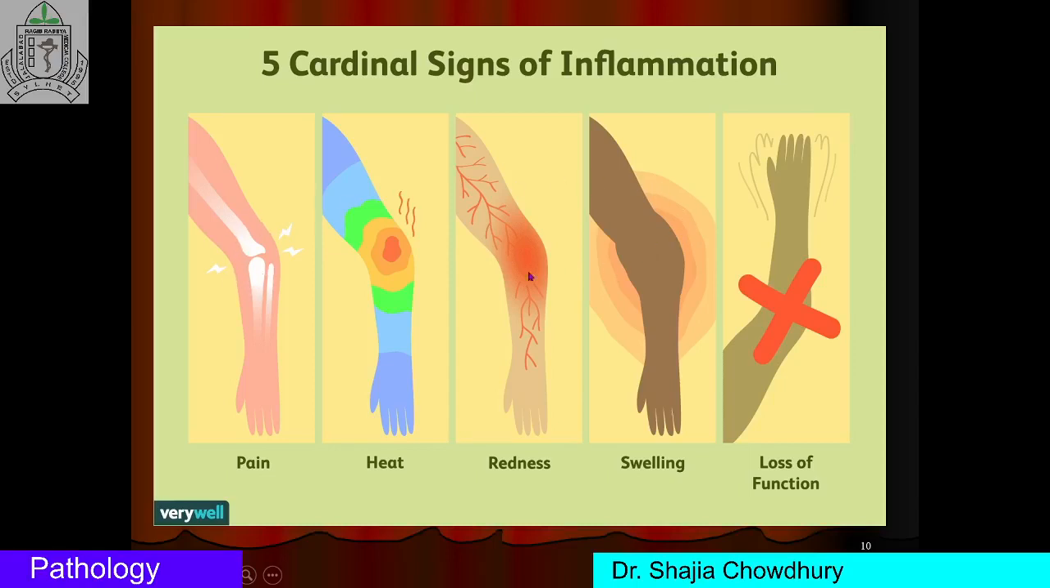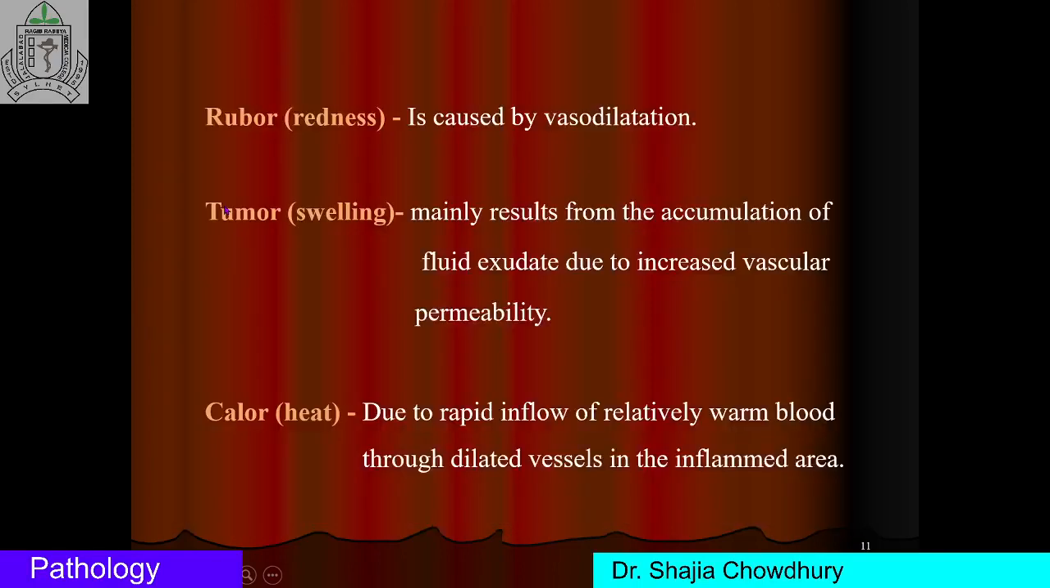The combination of rubor, tumor, calor, and dolor causes loss of function, or functio laesa. These are the cardinal signs. Now, rubor, or redness, is caused by vasodilation. This is the first response of acute inflammation. Tumor, or swelling, mainly results from accumulation of fluid exudate due to increased vascular permeability, and calor, or heat, is due to rapid inflow of relatively warm blood through the dilated, or enlarged, blood vessels in the inflamed area.